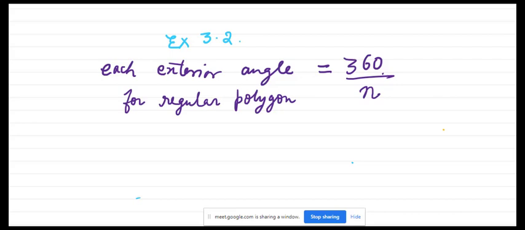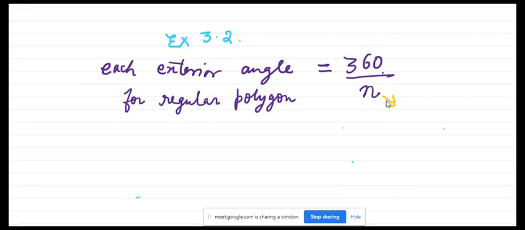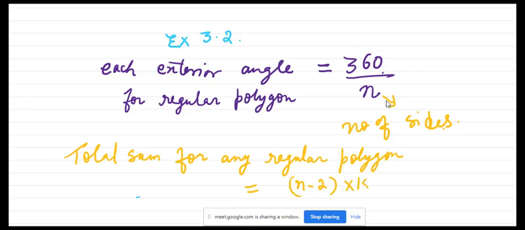Finding each exterior angle for any regular polygon: this is 360 divided by n, where n is the number of sides. And one more formula that you know: (n minus 2) into 180. You can also write it as (2n minus 4) into 90, or you can also write it as n minus 2.